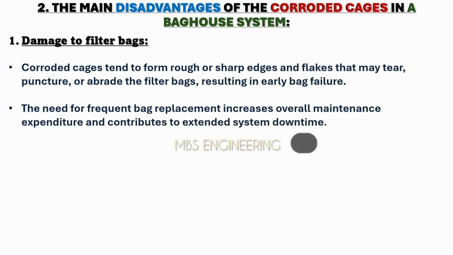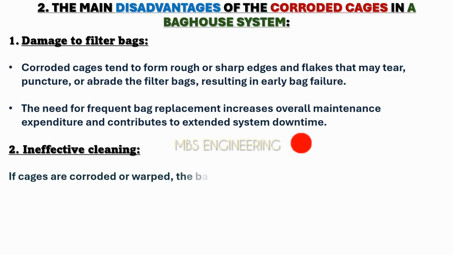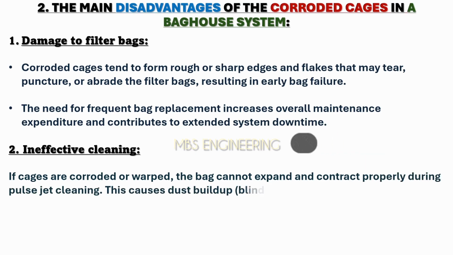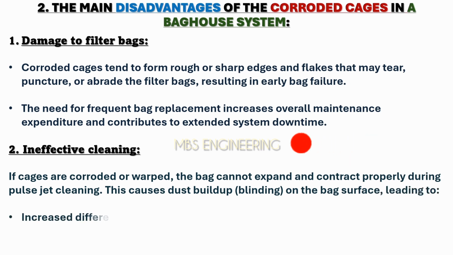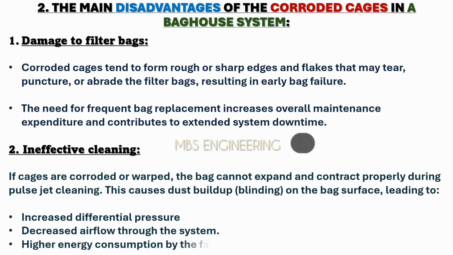The second disadvantage is ineffective cleaning. If cages are corroded or warped, the bag cannot expand and contract properly during pulse jet cleaning. This causes dust buildup, blinding, on the bag surface, leading to increased differential pressure, decreased airflow through the system, and higher energy consumption by the fan.